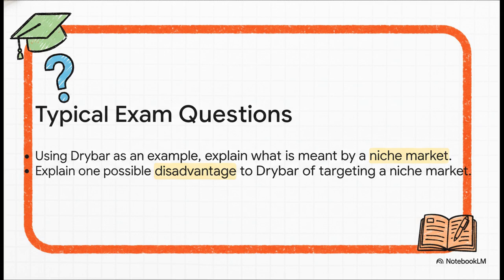Pause for a moment and think how you'd structure an answer to these. For question 1, you'd define a niche market and then immediately apply it, saying, Drybar targets a small segment of the wider salon market. For question 2, a disadvantage? Well, what if a huge salon chain decides to offer cheap blowouts as a loss leader? Drybar could get squeezed out. They've put all their eggs in one basket, which is a classic risk for a niche business.